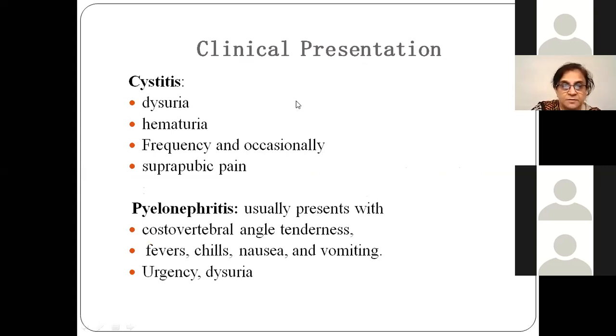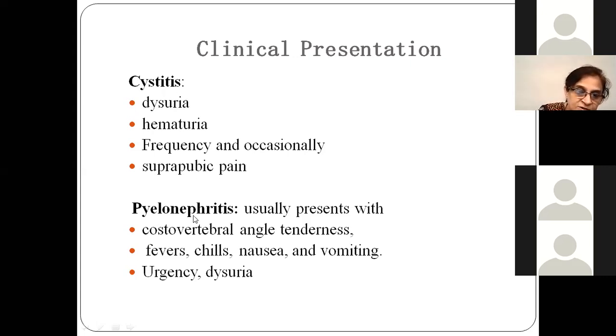So what are the clinical presentations? Cystitis and pyelonephritis. In cystitis, the patient will come to you with dysuria, hematuria. Dysuria is painful micturition or burning micturition. Then hematuria, frequency, and occasionally there can be suprapubic pain. And this pain is because of the inflammation of the bladder wall. So the patients will tell you that they are having suprapubic pain.